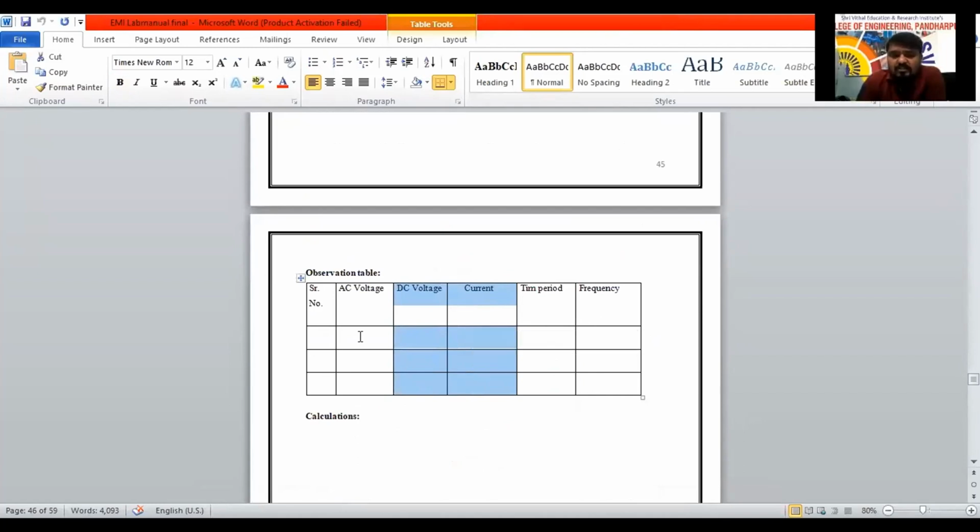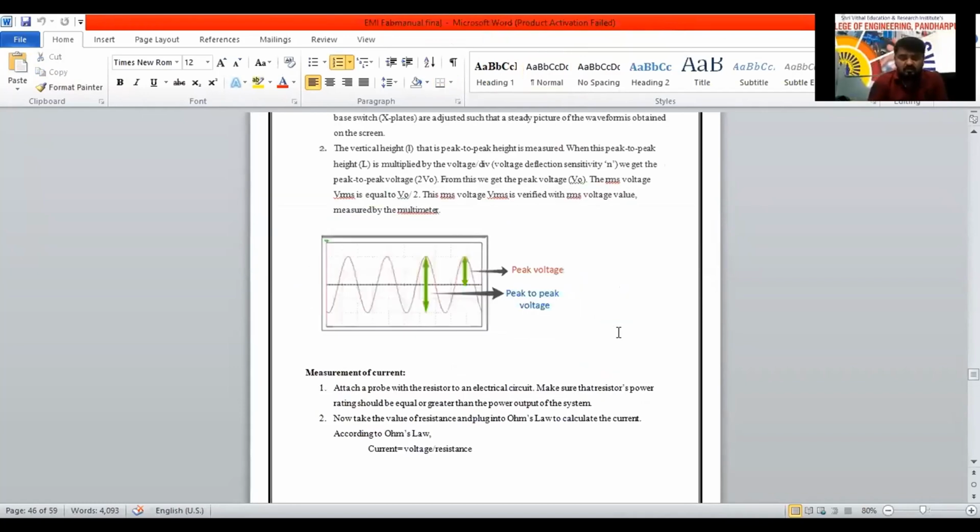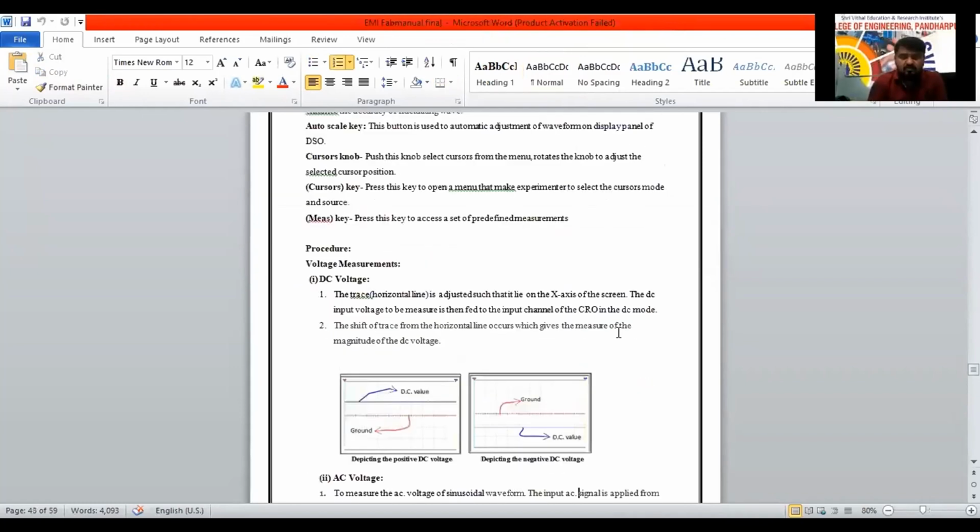Here we are going to discuss how to measure AC voltage, time period, frequency, peak to peak value, V minimum, V maximum, and V RMS. All these things we are going to measure and discuss in today's laboratory. To do the practical, I will go directly to the procedure now.